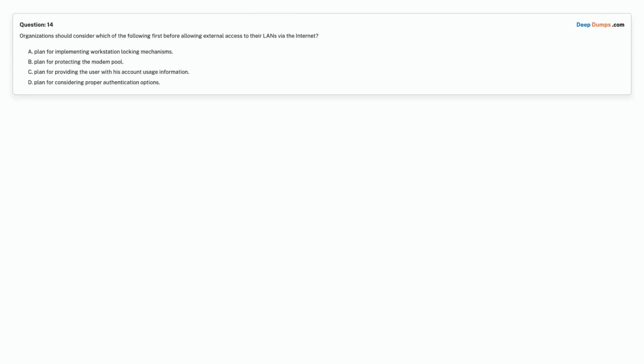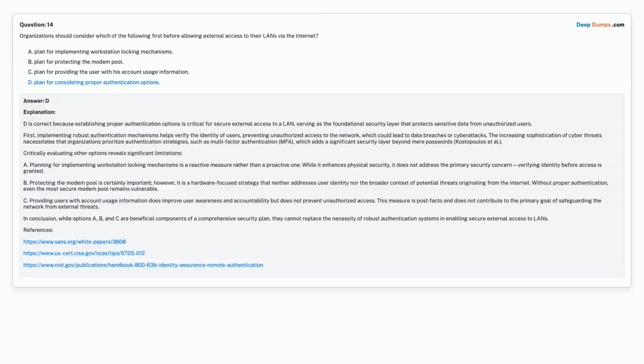Question 14. Organizations should consider which of the following first before allowing external access to their LANs via the Internet. Option A. Plan for implementing workstation locking mechanisms. Option B. Plan for protecting the modem pool. Option C. Plan for providing the user with his account usage information. Option D. Plan for considering proper authentication options. Choose the correct answer. Correct answer is Option D. Plan for considering proper authentication options.